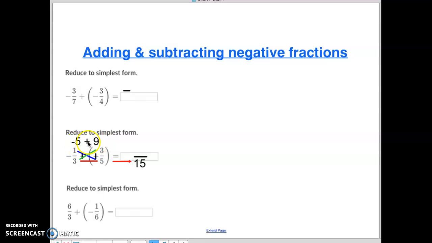So -5 plus 9, which is bigger, the positive or the negative? Hopefully you're saying the positive is. And how much bigger is it? That's right, it's 4/15. So we've done number 2. By the way, I'm going to put the earlier one back up on the board here, just so you can all remember what we did there.